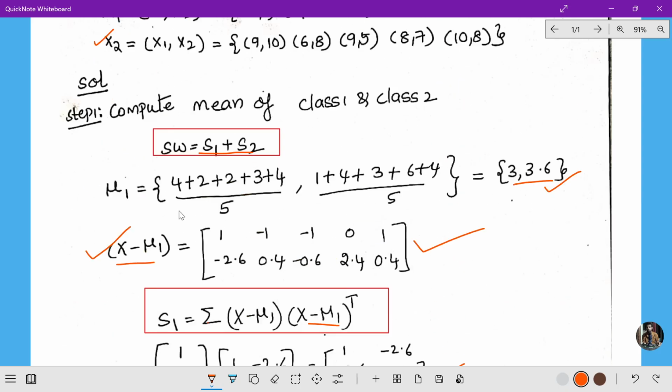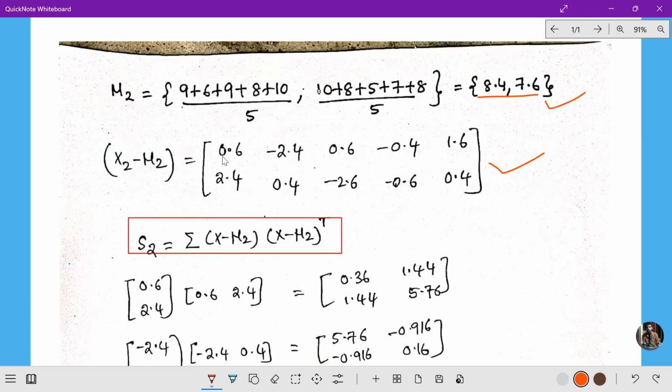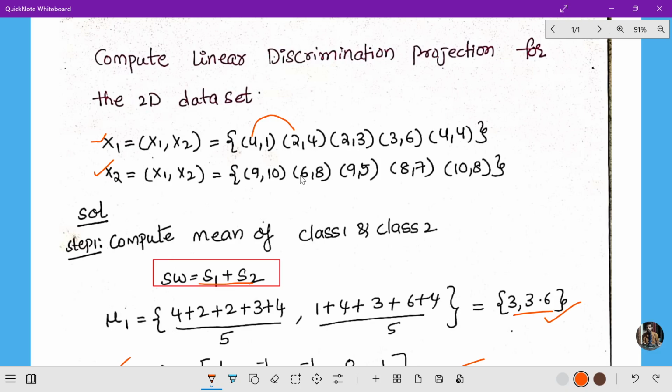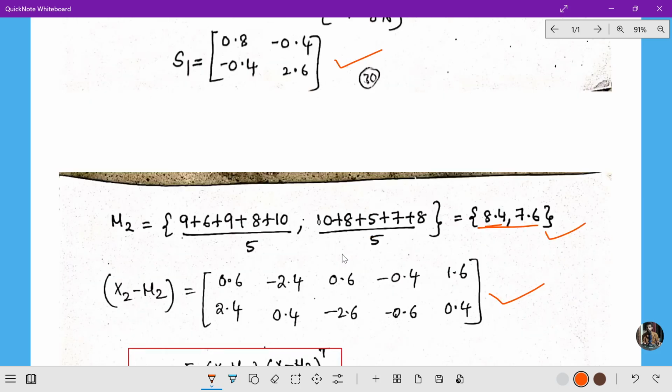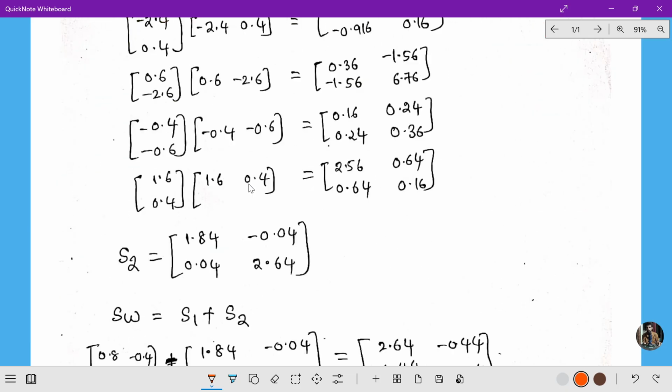So what is the value of x2 values? X2 values are 9. So 9 is subtracted with this value, 8.4, that is 0.6. The second one is 6. So 6 is subtracted with this 8.4. When we do all this, we do the same calculations here as for S1. So when we do this, we get the final answer of this S2.